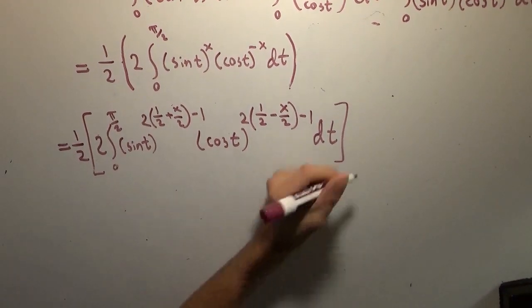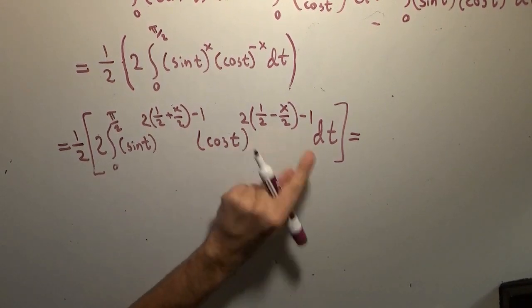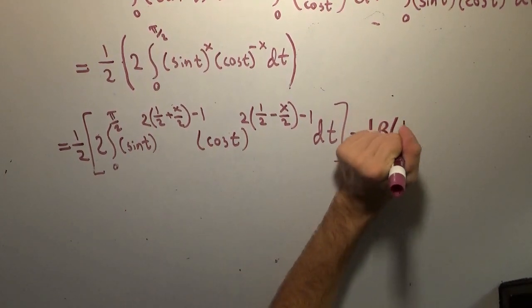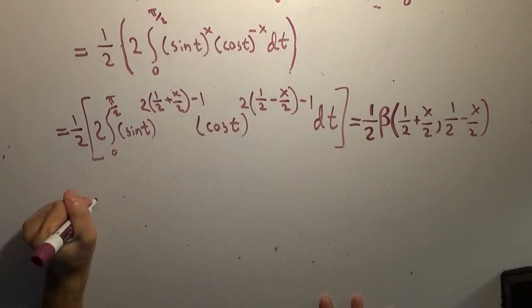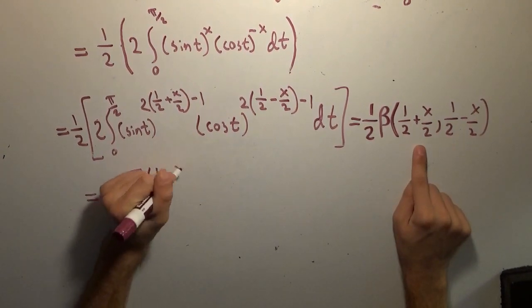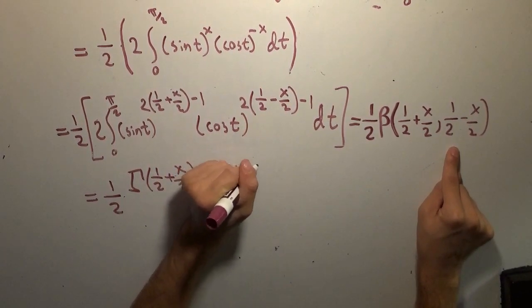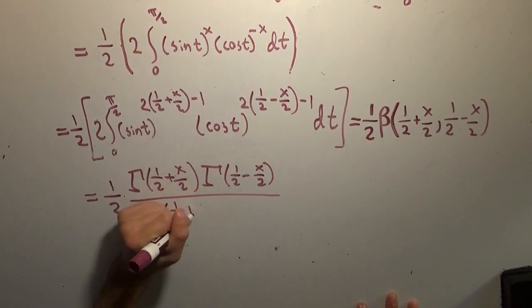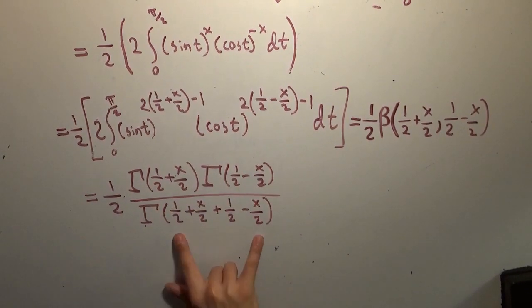And by the definition that we just had, we can see that this is 1/2 times the beta function evaluated at these two inputs. So it's equal to 1/2 times beta of 1/2 plus x over 2 and 1/2 minus x over 2, which by the definition of the beta function is equal to 1/2 times the gamma of the first input, 1/2 plus x over 2, times the gamma of the second input, which is 1/2 minus x over 2, divided by gamma of the sum of those two things, gamma of 1/2 plus x over 2 plus 1/2 minus x over 2.